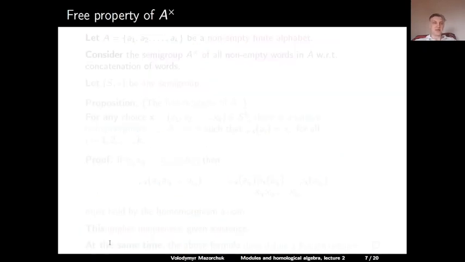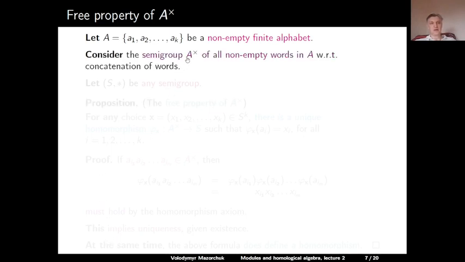Next, let us discuss a very specific kind of homomorphism from a very specific semigroup, which we will use later, and this is the free property of the semigroup of all words. Let A be a finite non-empty alphabet, which consists of the letters a1, a2, and so on, ak. Consider the semigroup A-plus of all non-empty words in A with respect to concatenation of words.